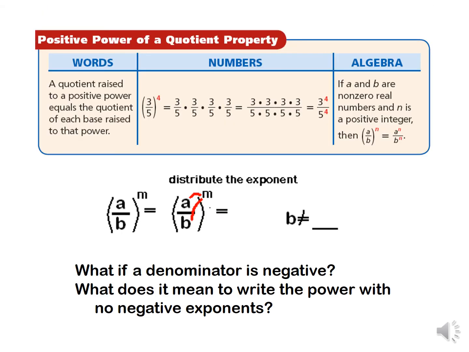All right. This is the positive power of a quotient property, and this is telling you that when you have an exponent outside parentheses where there's a quotient inside, you distribute it to both pieces. Okay, so b of course can't equal 0, and if the denominator is negative, that's fine, but remember if you have a negative inside, the exponent goes to the negative as well. What does it mean to write the power with no negative exponents? We've already gone over that. We can't have something like this. So that would equal 1 over x squared.